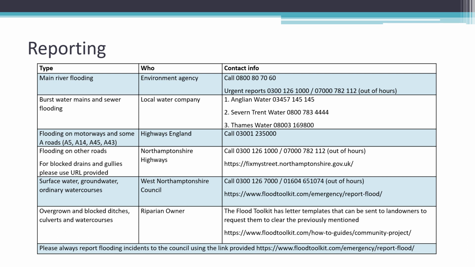As I hope is clear, reporting information is one of the most important aspects of the flood warden role. The next few slides will be dedicated to how to report this information and who to report it to. As such, I provided you with a table containing the contact information that you should need to report a flooding or blockage incident. Please make sure that you report any flooding incident on the flood toolkit after reporting the incident to the relevant agency.